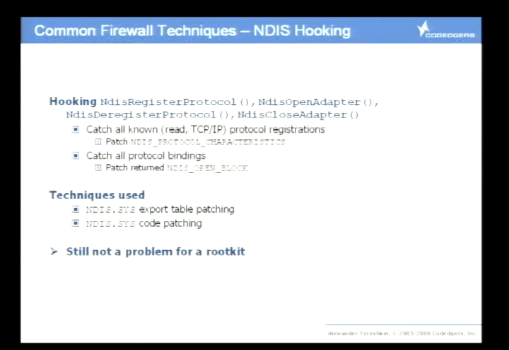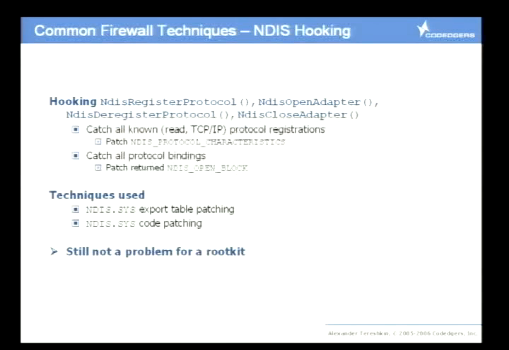Let's move to NDIS hooking. The hooking of NDIS is performed by a firewall by hooking NdisRegisterProtocol, NdisOpenAdapter and these other two functions. This is done to catch all known protocol registrations and protocol bindings.